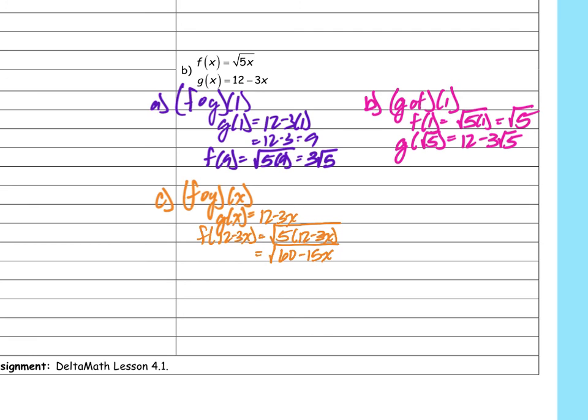Done. Okay. And then the last one, C and D, is g of f of x. So f of x is the square root of 5x. And then I'm going to put that inside of g. And I'm going to get 12 minus 3 times the square root of 5x. And kind of like on B, I can't combine those together. So it's just 12 minus 3 square root of 5x. And that's all. Okay, so I'm going to pause this.